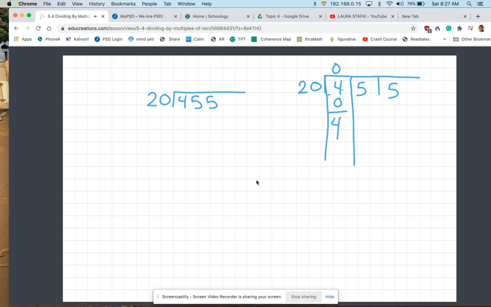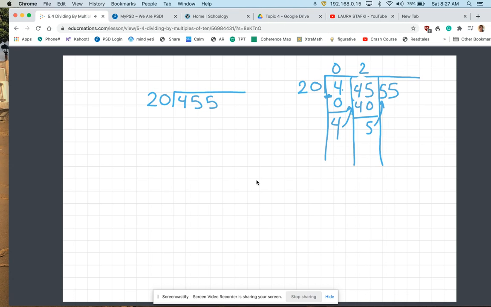Oops, I forgot my lines. And I need to move that over a little bit. And I'm going to subtract my 4. And I'm going to bring it up. And now I've got 45. How many times does 20 go into 45? Probably said 2. 2 times 0 is 0. 2 times 4 is 4. All right, now I'm going to subtract. And I've got 5, and I'm going to bring up. And I've got another 5.